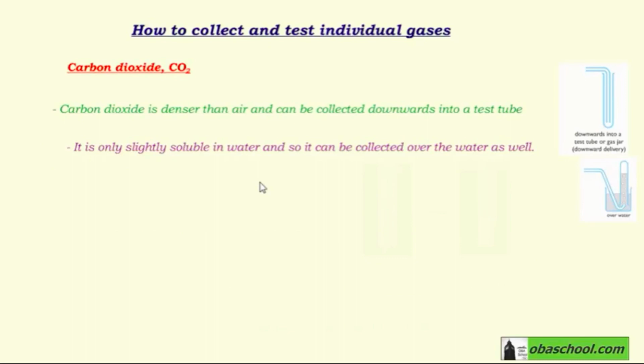Now, what is the test used to make sure that this gas is carbon dioxide? Well, carbon dioxide turns lime water milky. To make sure that this gas is carbon dioxide, we put it with lime water. If it turns milky, then this gas is carbon dioxide.